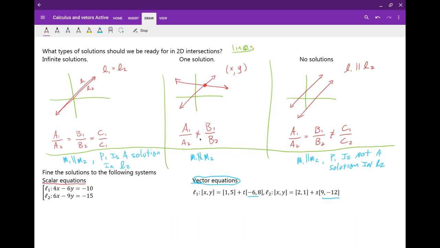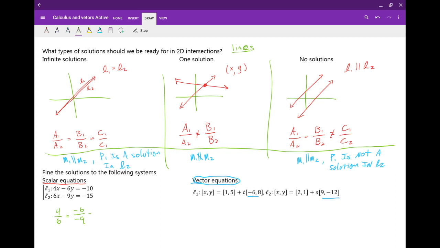So let's do a few examples, all right? Here we go. First of all, I'm going to see if the ratios of my A's, B's, and C's give me any kind of information here. So I've got 4 over 6. Is it equal to negative 6 over negative 9? Well, 4 over 6 is 2/3, and negative 6 over negative 9 is also 2/3. So I divide and they are both equal, right?